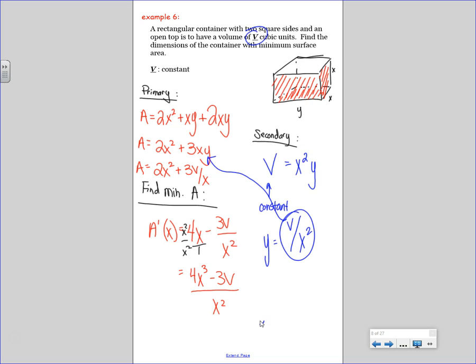That's lame. So even though the bottom says x equals 0, that's impossible. It can't be in the domain. I wouldn't have a box. On top, I would solve for x, and I would get x equals the cube root of 3v over 4. Ugh, but true. Add 3v because I'm setting it equal to 0. That one's illegal because I can't have a box if x is 0. Add the 3v, divide by 4, cube root both sides.